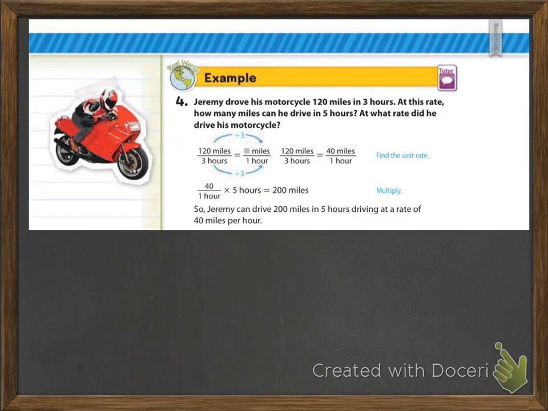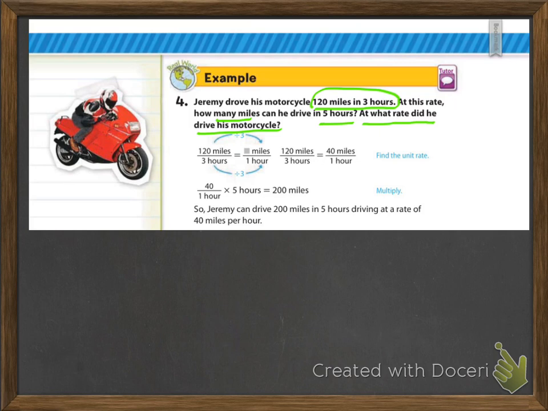Textbook page 74, example 4 says, Jeremy drove his motorcycle 120 miles in 3 hours. So let's go ahead and put a box or a circle around that. At this rate, how many miles can he drive in 5 hours? At what rate did he drive his motorcycle? So there are actually two questions here. The first thing that we need to do is go ahead and set our problem up as a rate. Not a unit rate yet, a rate with the information that they gave us.